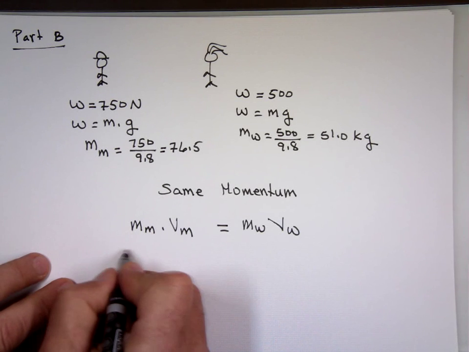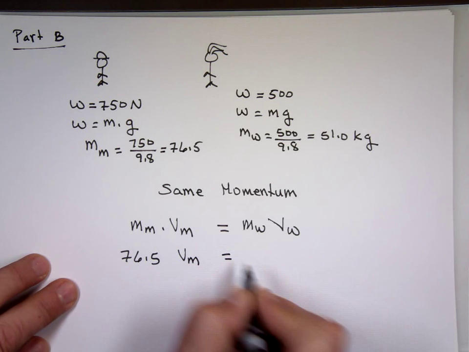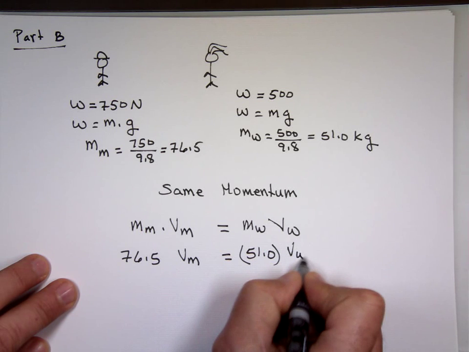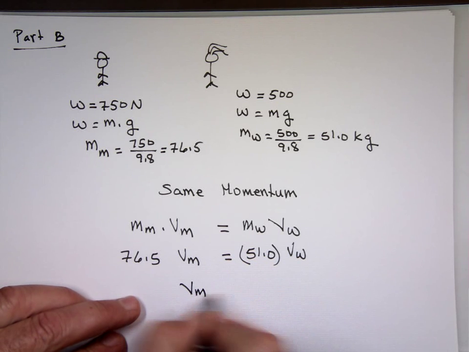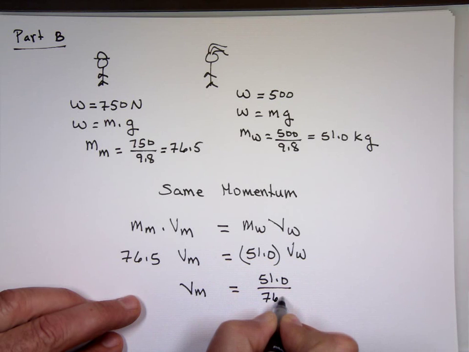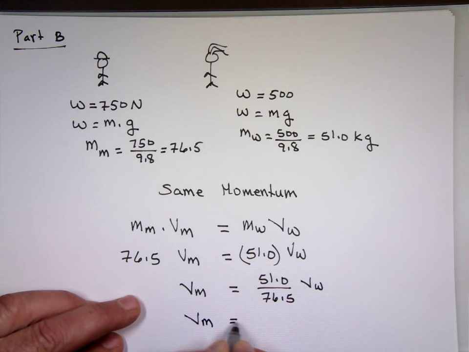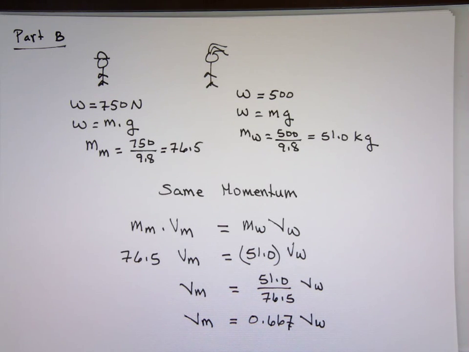What is the mass of the man? 76.5 times his velocity should equal the mass of the woman, 51.0 times her velocity. And if you do the math, divide both sides by 76.5. The velocity of the man is 0.667 the velocity of the woman. The woman is actually moving much faster in this case than the man. He's only 2/3 of her speed.